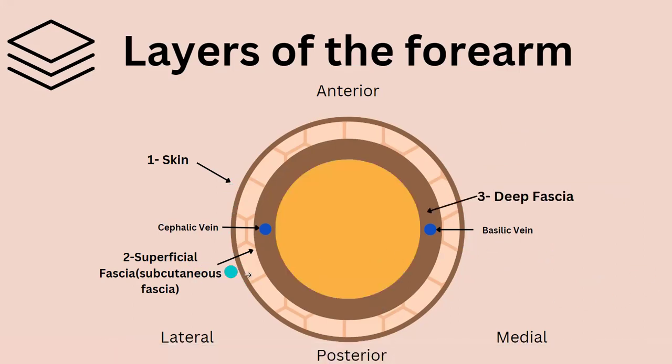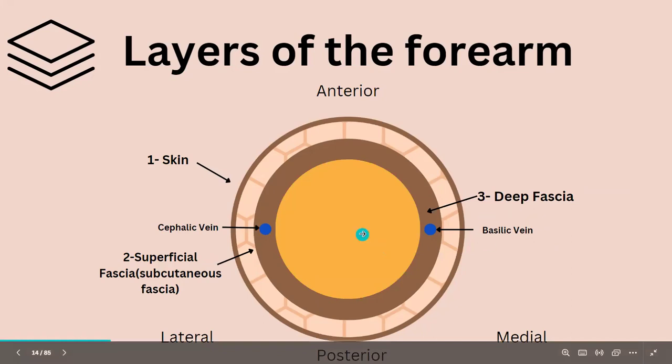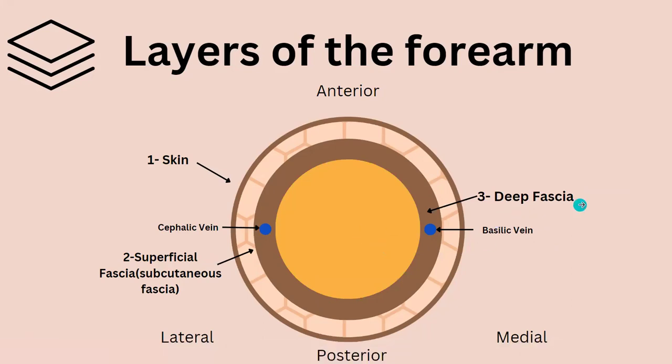Now, as I said, we have a superficial fascia. We also have a deep fascia. Now, the deep fascia has a similar function as a superficial fascia, although it's more deep. It closely houses the muscles, preventing them from moving anywhere.